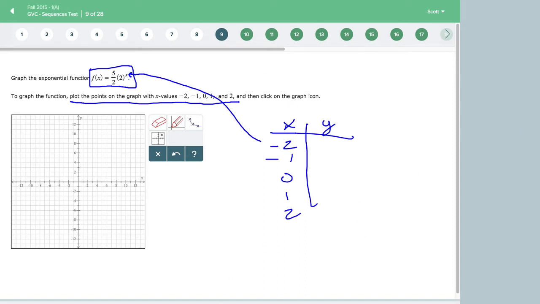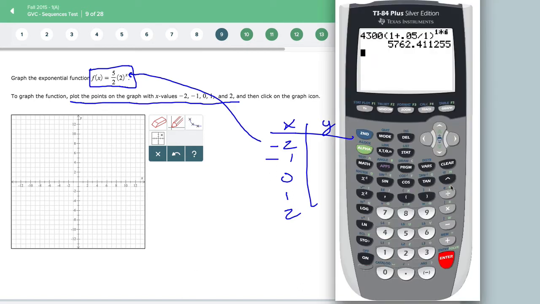And with our calculator, that's all we need to do. We have 5/2, parentheses, 2, parentheses, raised to the -2. Okay, and we see that's 0.625.